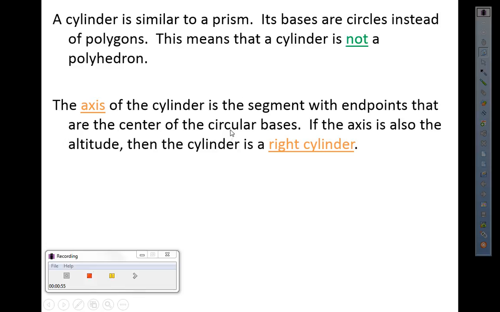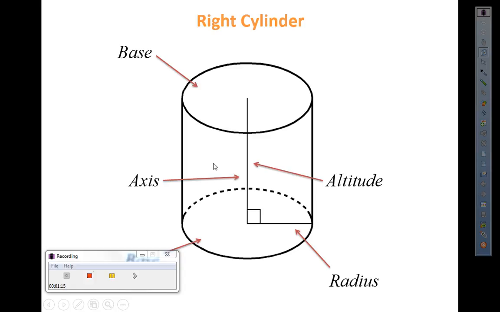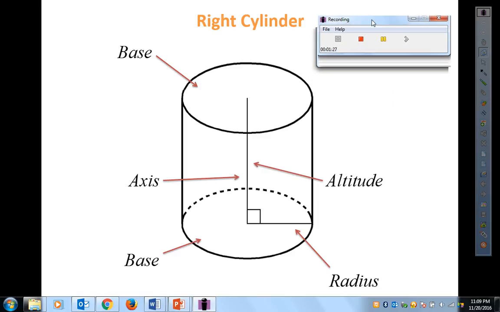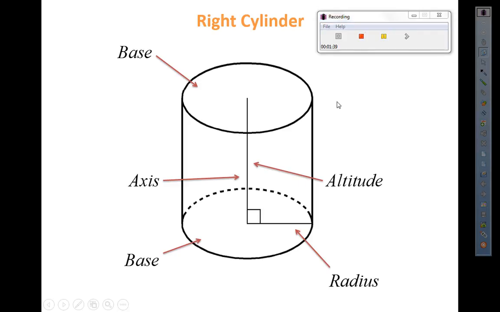The axis is the segment whose endpoints are at the center of the circular bases. If the axis is the altitude, then it's a right cylinder. We're only going to deal with right cylinders. So here's a picture of what a right cylinder is. You can see there we have the base on top and the base below, and then we also have the axis. When it's an altitude, that's considered a right cylinder. Another important part for us today is going to be the radius, because that's going to help us find the area of the base, which is again the same from yesterday.